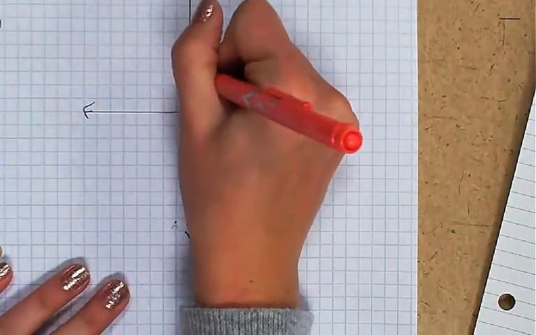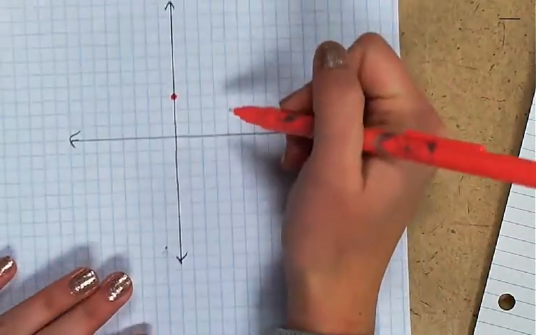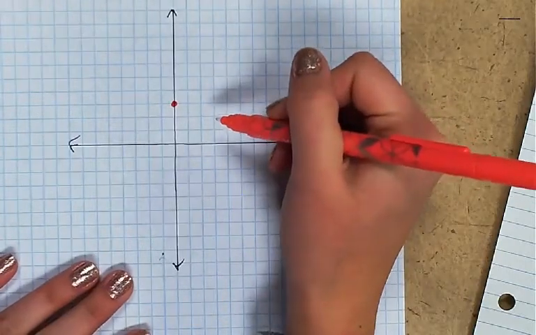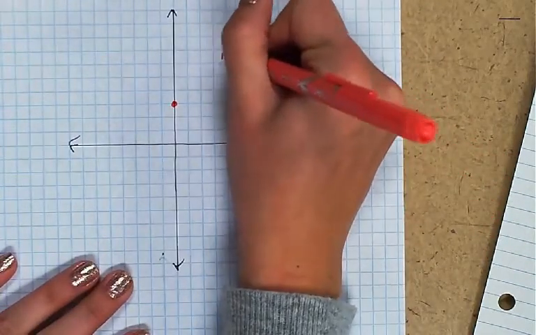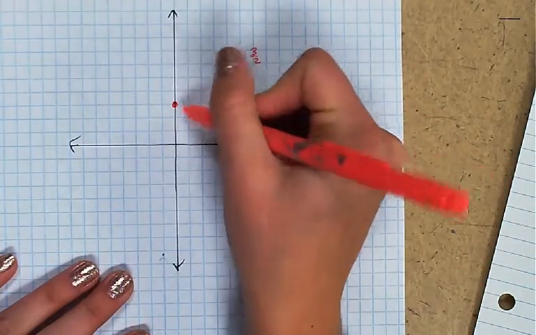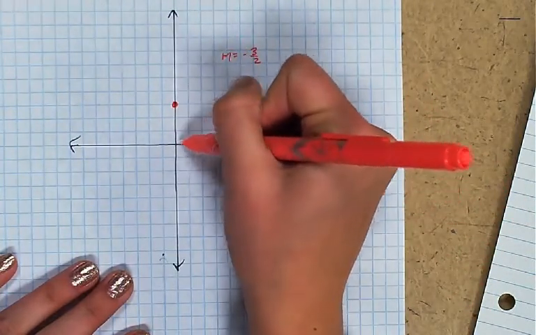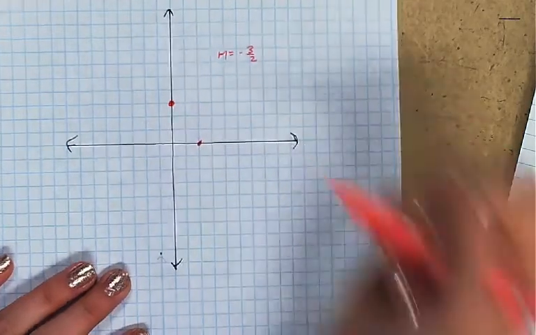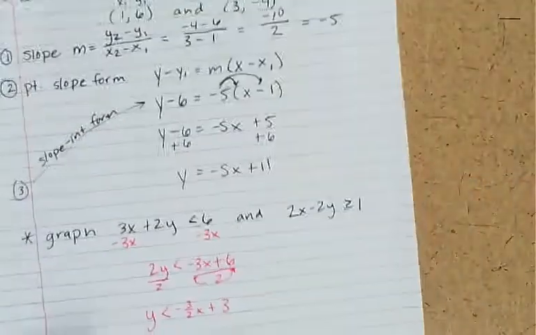So that's what we're going to start with. You always start with your y-intercept. It was at 3. And from there, you use the slope, which we said was -3 halves. From here, from our y-intercept, I would go down 1, 2, 3 over 2. Okay, now for the line.